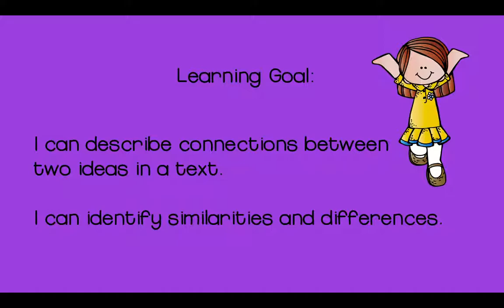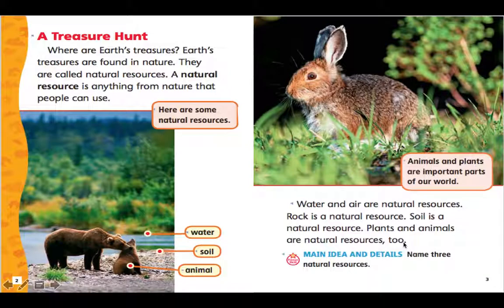Alright, so now that you have your buddy, our learning goal is I can describe connections between two ideas in a text. This word connections means how things are related. So how are two ideas in a text related? And the other goal you have is I can identify similarities and differences. Similarities are how things are the same, and differences are how things are different.